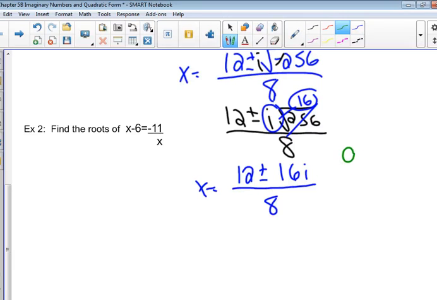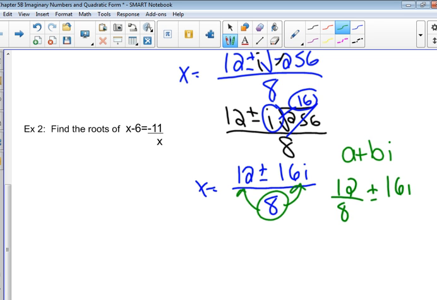Alright, we're going to see a lot of this stuff, A plus BI form. Do you guys remember this from last week? How did you get A plus BI form? What did you have to do with the bottom? Nice, good. We're just going to take this bottom and put it underneath both parts. So it's going to look like 12 over 8 plus or minus 16I over 8. And then the last thing we want to do is reduce if we can.